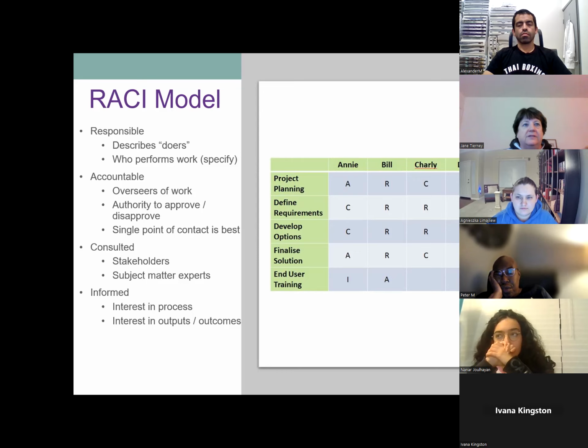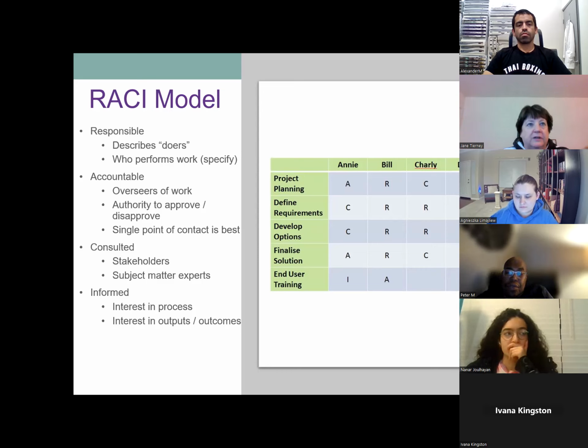So you can see this is an example of a RACI chart when you're looking at the planning, defining the requirements, developing our options, the final solution, and then the training for the end user. So we're saying, okay, here's Annie, here's Bill, here's Charlie, and here's Debbie. These are our team members. And now we're going to look at who has accountability, responsibility, is a consultant, and who just needs to be informed about these things. So it looks like if we look at the planning, this is something that Bill is going to do.